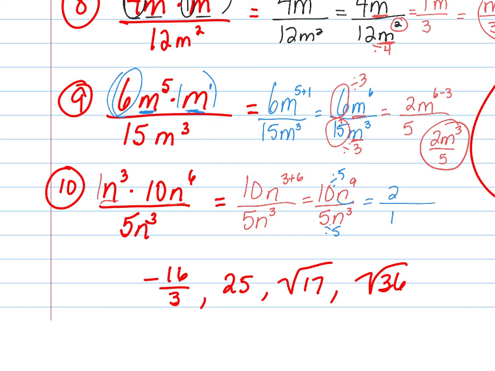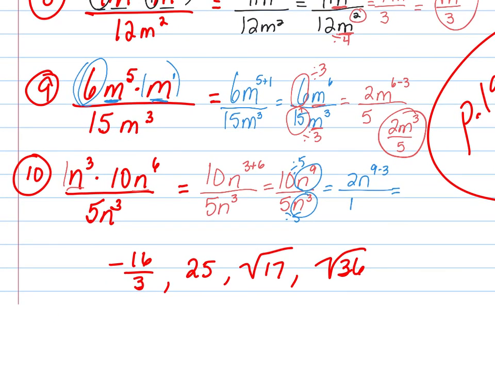They're the same bases here. So we take n to the 9 minus 3. So what's my final answer going to be, Hudson? 2n to the 6th over 1. Yep, and can I just write 2n to the 6th? Yeah. Yep, because all of these are rational numbers, aren't they? Like when it's over 1.